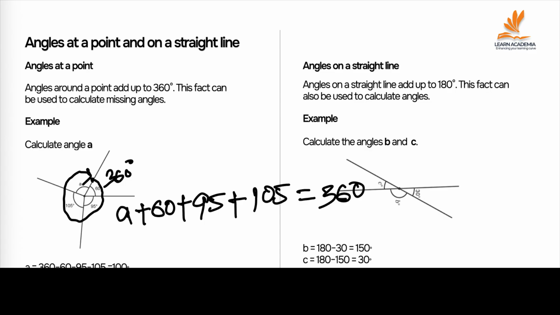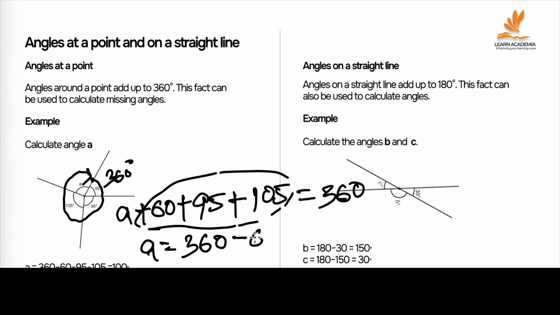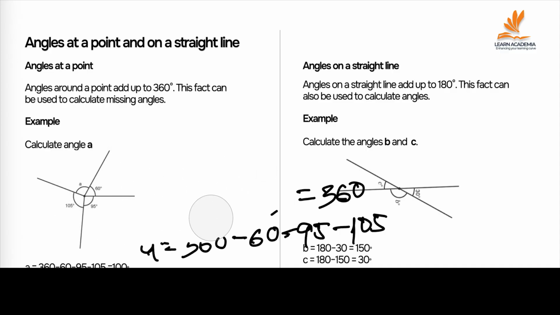If you are required to find A, then you simply subtract all of this from 360, so that A equals 360 minus 60 minus 95 minus 105. Whatever you have for this answer becomes the value for A. Just make sure to understand the principle around this.